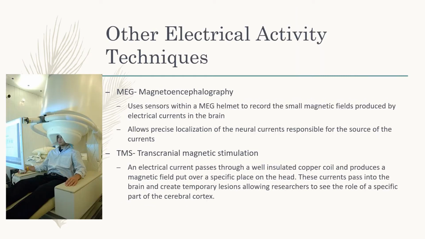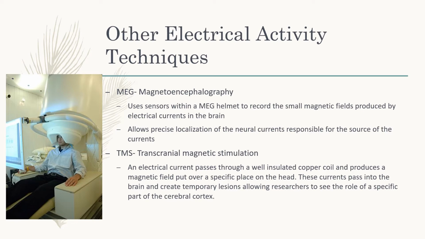A couple of other electrical activity techniques. There's MEG, magnetoencephalography. So it uses sensors within a MEG helmet to record the small magnetic fields produced by electrical currents in the brain, and it allows for a precise localization of the neural currents responsible. So you can actually see where the currents are occurring within the brain.